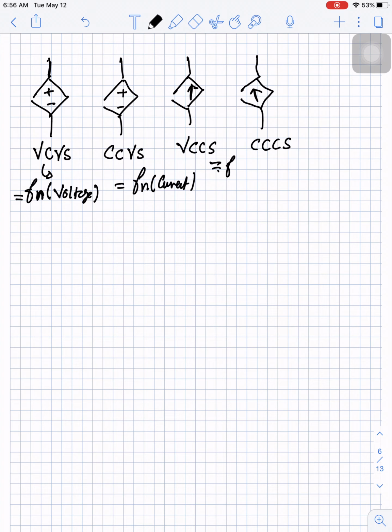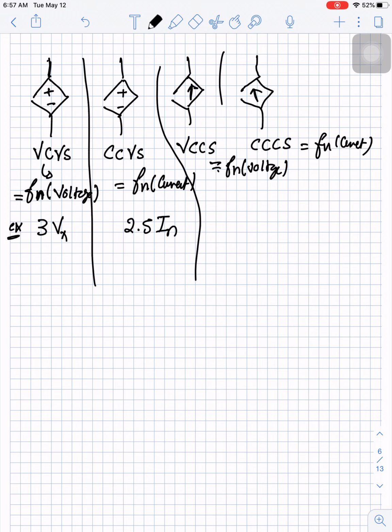This value here will be given as a function of voltage. This value here will be given as a function of current. So for example, the value here is given as 3 Vx. The value here is given as 2.5 In. The value here is given as 3.8 Vn. The value here is given as a function of current, say it's 4.8 Ix.